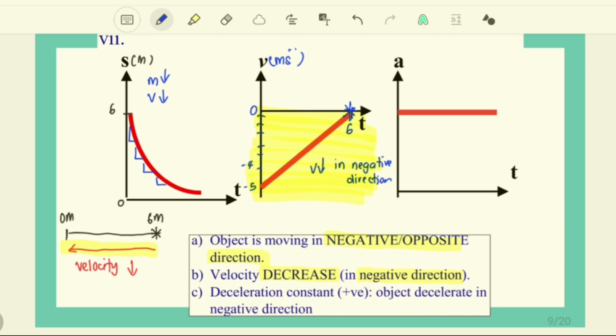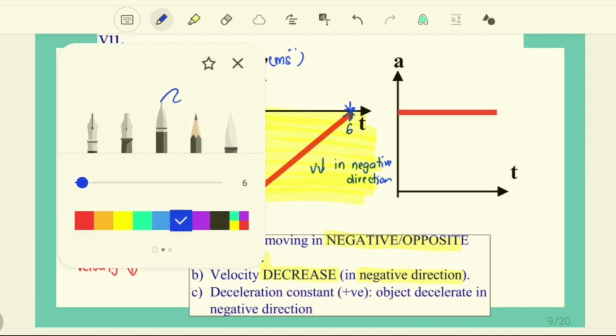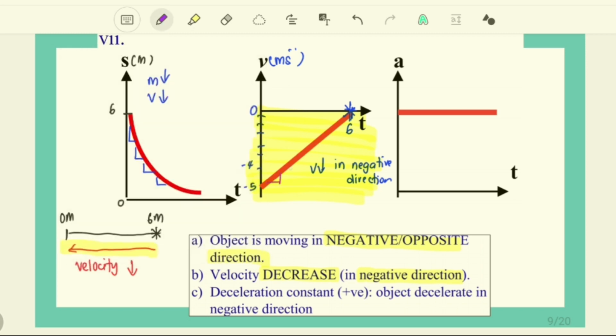Okay, so kita kena tahu. And how about the value? Okay, kita kira dia punya gradient here. So, when we calculate the gradient, kita akan dapat nilai M, the value is positive. So, the value of the acceleration is positive. Kenapa value dia positif pula? Sebab dia bergerak in negative direction and it's slowing down.